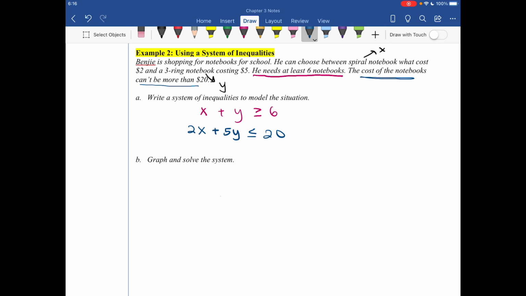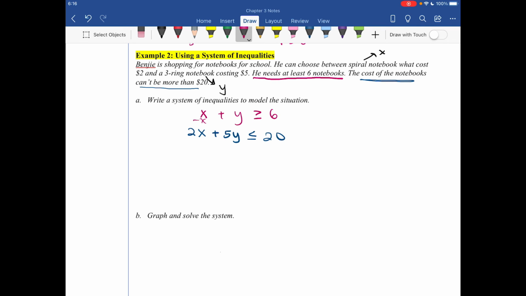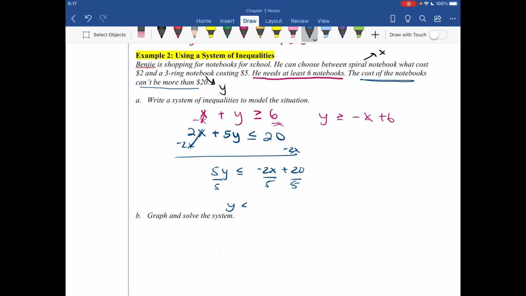Now, before we graph and solve the system, we need to make sure that we solve both of these equations for y. For the top one, we'll just subtract x from both sides, and y will be greater than or equal to -x + 6. And for the second one, we'll subtract 2x from both sides, and 5y is less than or equal to -2x + 20. Divide everything by 5, and y is less than or equal to -2/5 x + 4.